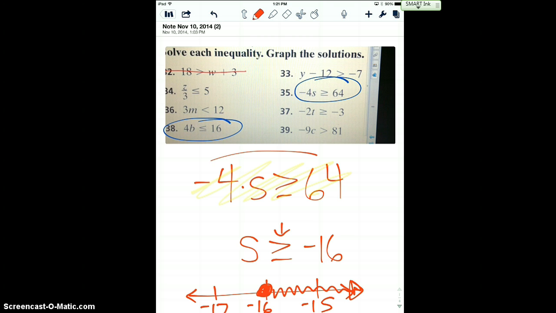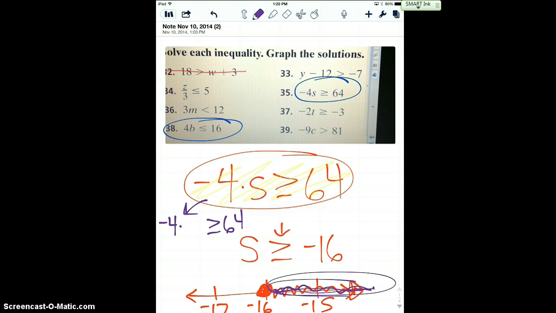So now if I go back to the original and I check to see if I'm good, I'm going to check negative 4 times something that exists over here, and I'm going to see, is that greater than or equal to 64? So let's pick something that's easy to plug in, like let's say negative 10. So I'm going to take negative 4 times negative 10. That's 40. Is 40 greater than or equal to 64? No, it did not work.